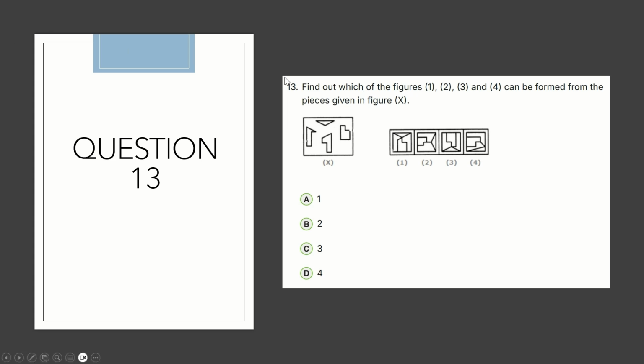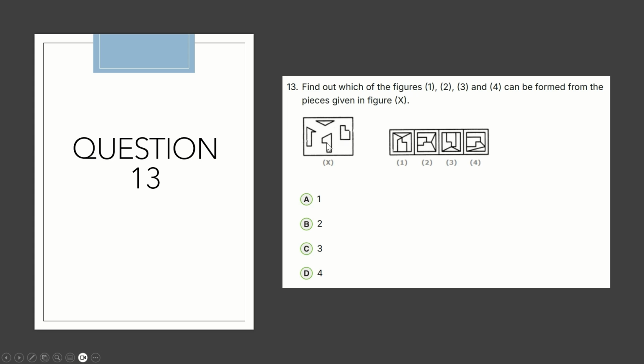Okay, we have 4 pieces. Looking at this piece, the top first, we can see that we have it in figure 1, figure 2, figure 3, but we don't have it in figure 4, so figure 4 is eliminated. And then moving on to this piece, you can see we have it in figure 1. We don't have it in figure 2, we have it in figure 3, so figure 2 is eliminated.